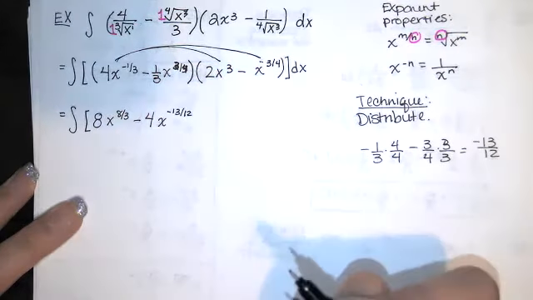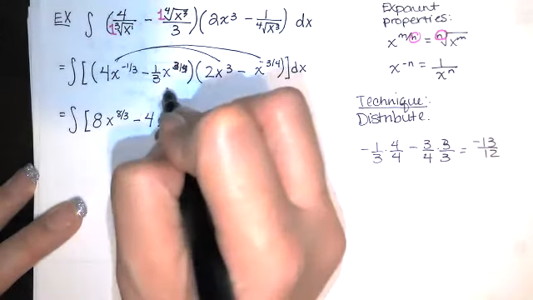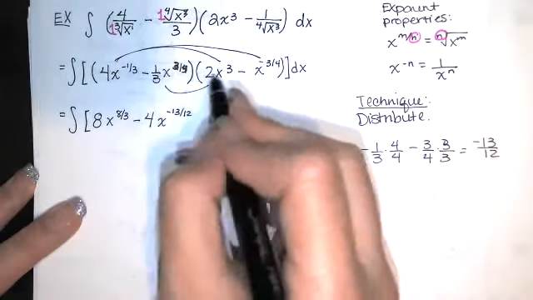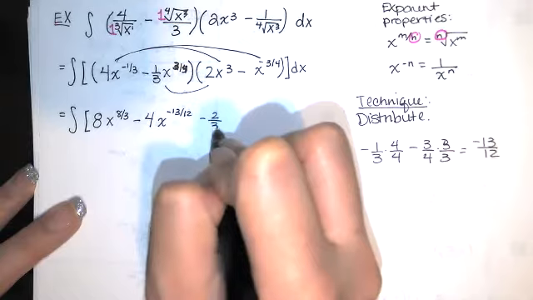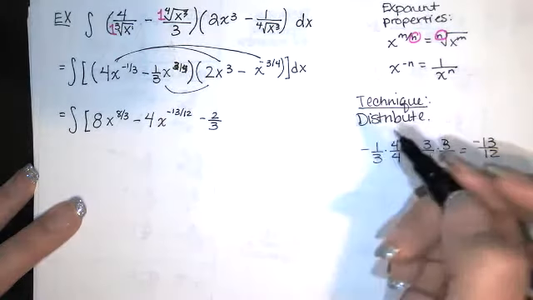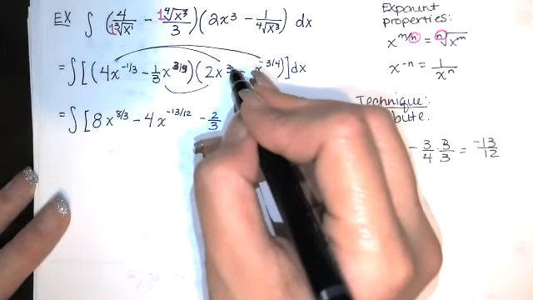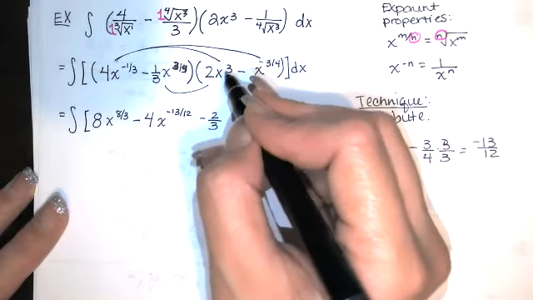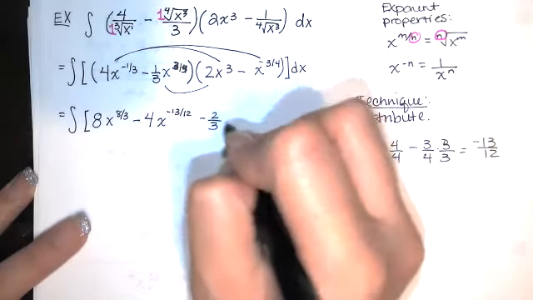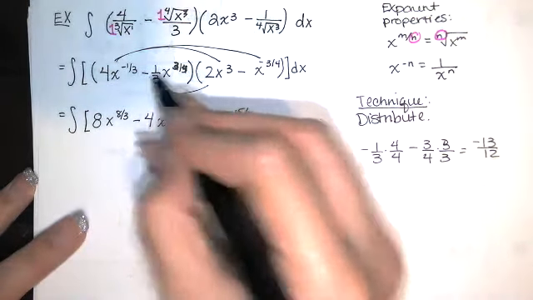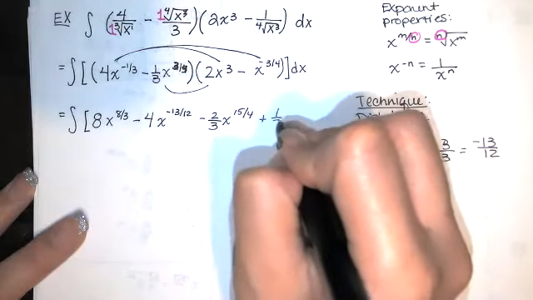Strange exponent, that's okay. That's first times first, outer times outer, inner times inner. Negative 1/3 times 2 is negative 2/3. Add the exponents here. 3 plus 3/4, that's 12/4, plus 3/4 is 15/4. And last times last, a negative 1/3 times a negative is a positive 1/3.